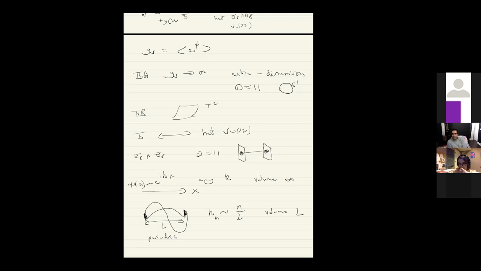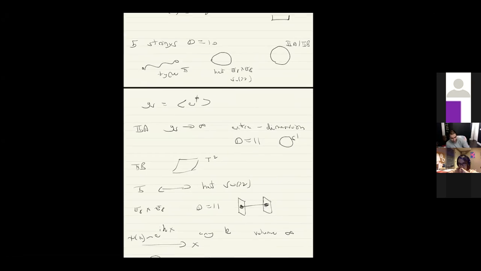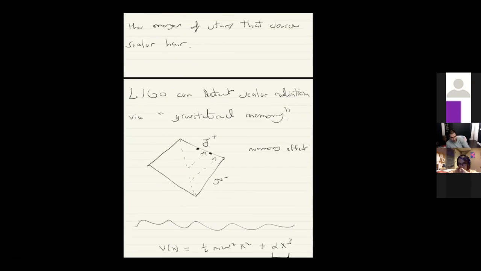Tobin, you have a question? Yeah, I was wondering if you could talk again about what the instability is, and how that relates to the end result that you're talking about of detecting the gravitational memory.